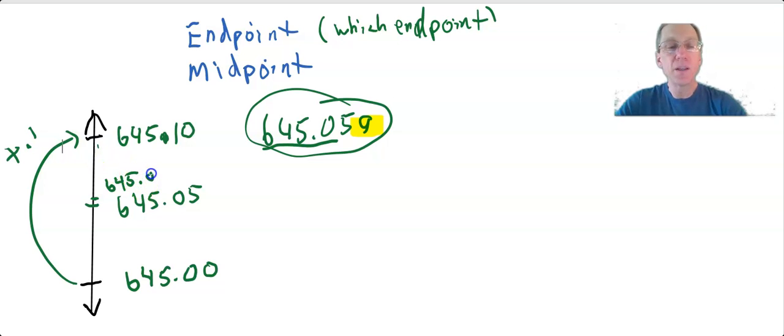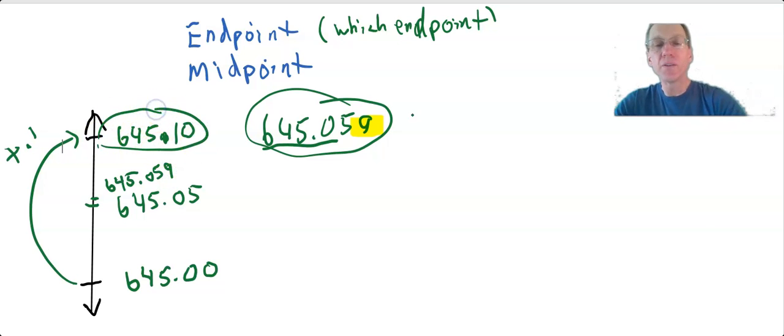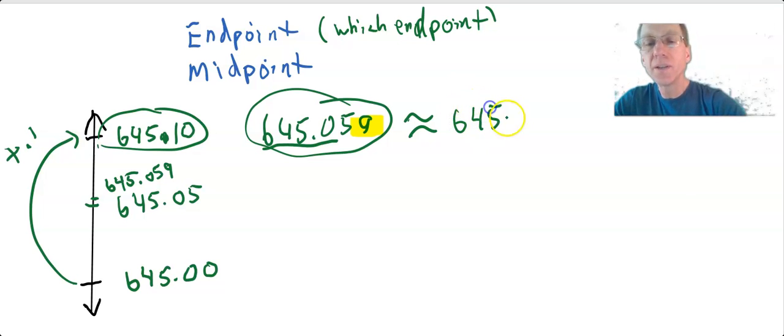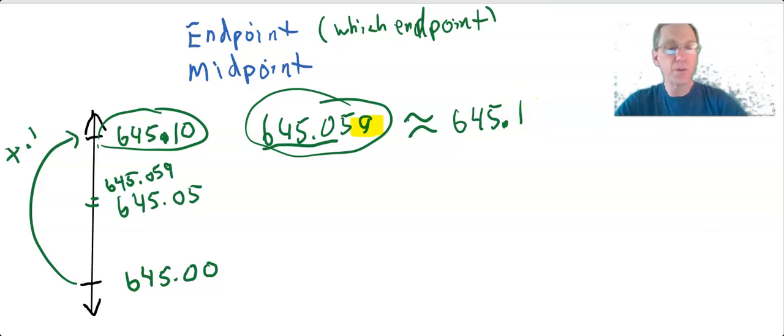But in this case, this number is a little bit bigger, so it actually is closer to this. So our final answer, remember they asked us for tenths, it's 645 and 1 tenth is what you would do for your final answer. All right, let's go record that.